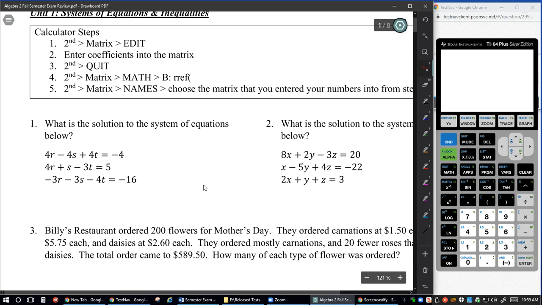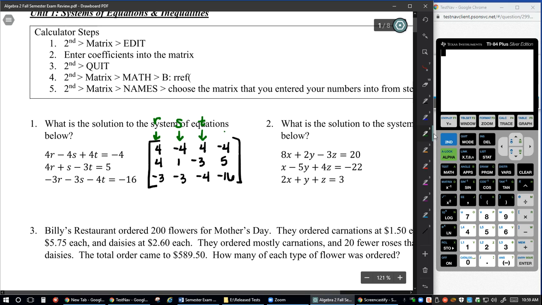So for number 1, what is the solution to the system of equations below? So the first thing we need to do is put this into a matrix. So remember that a matrix has only the coefficients of each equation. So we have 4, -4, 4, and -4 for the first equation. We have 4, 1, -3, 5 for the second equation, and -3, -3, -4, -16 for the third equation. So these are all the coefficients for the r's, these are all the coefficients for the s's, these are all the coefficients for t's, and this is the number after the equal sign.